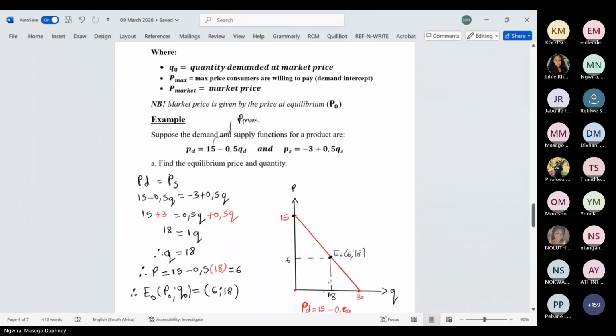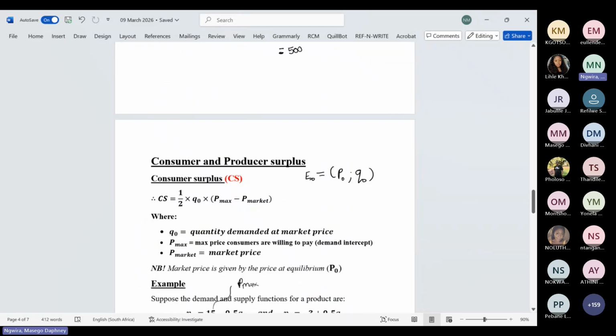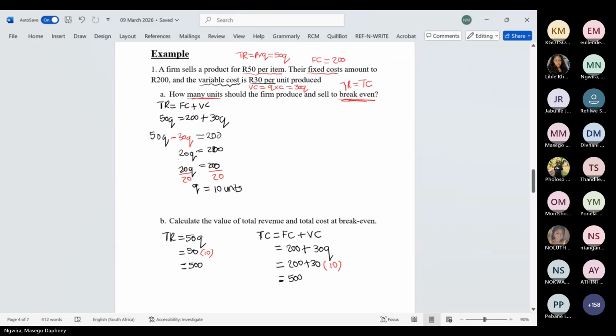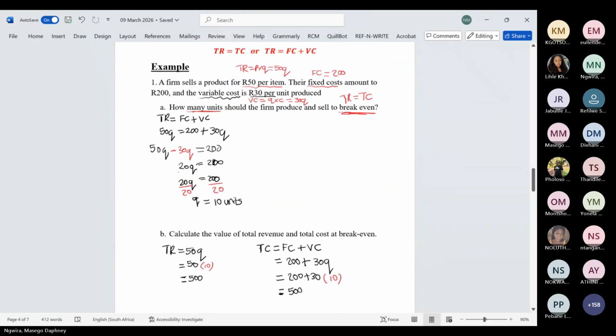Hi, good evening, ma'am. How did you get this? I hear you say we're not going to be asked to draw the graphs. I just wanted to find out if there will be a question with graphs, like multiple choice where we have to choose a graph.